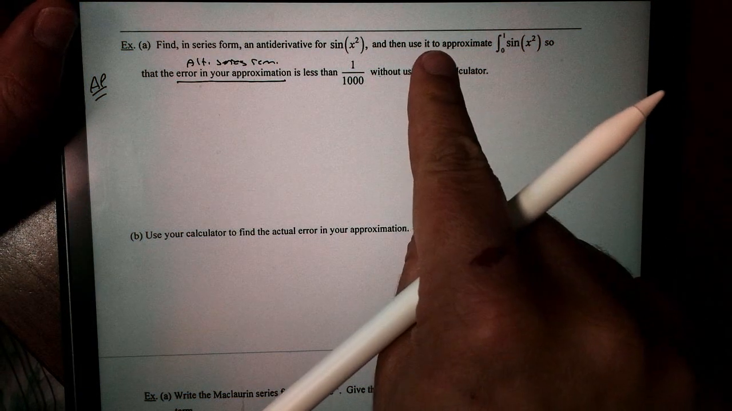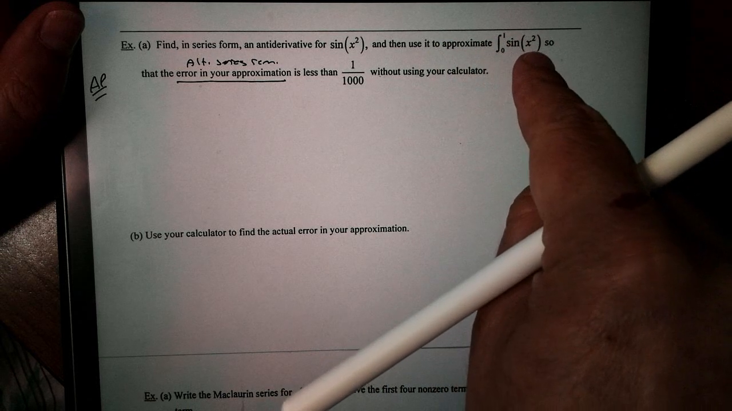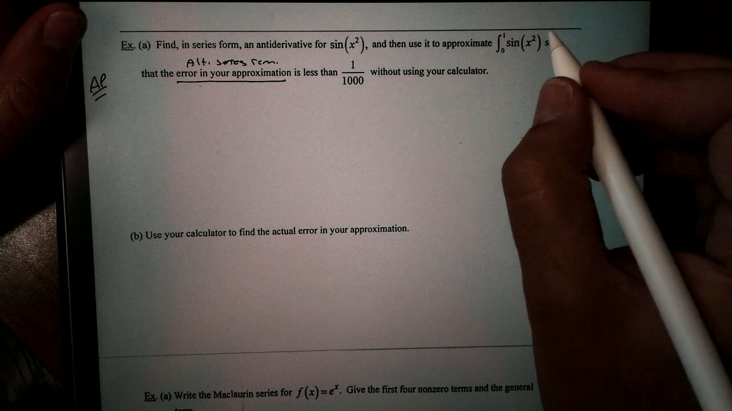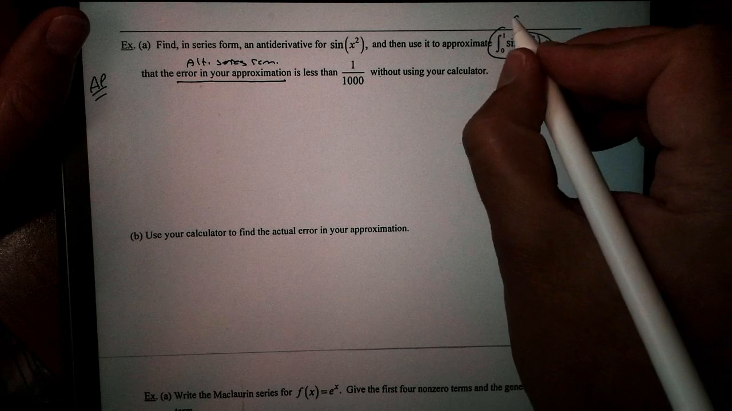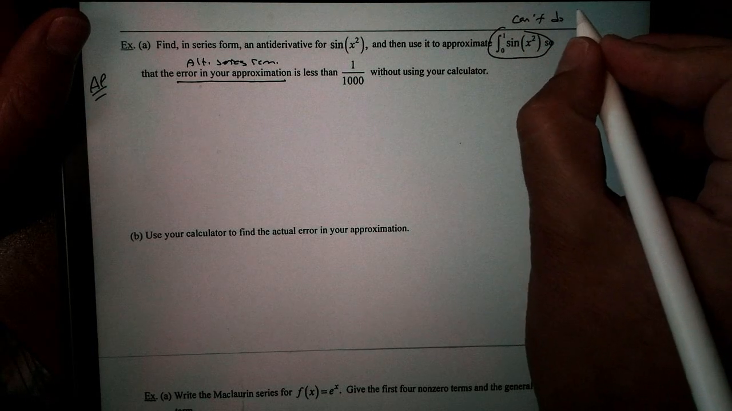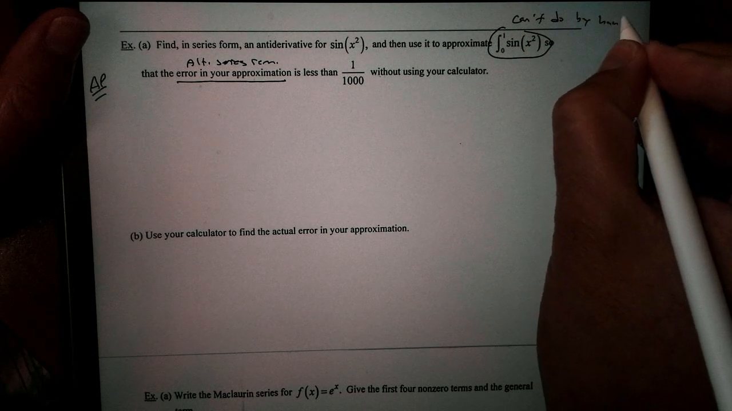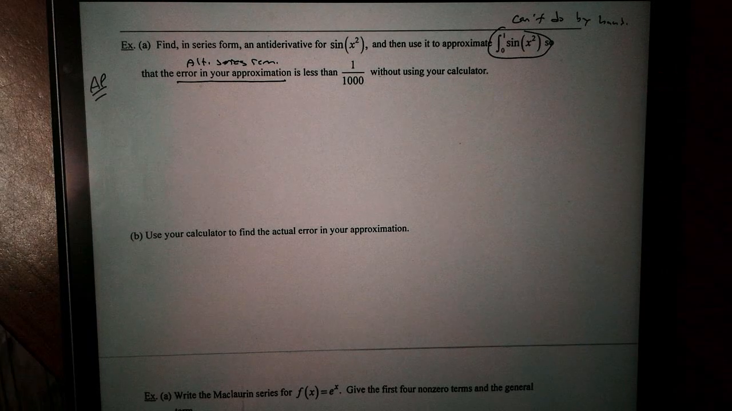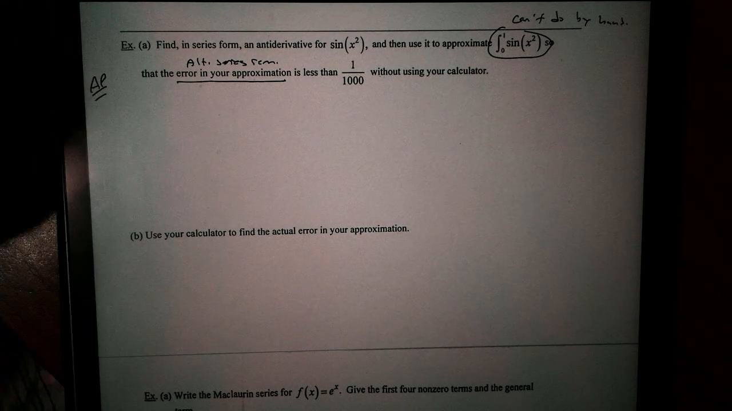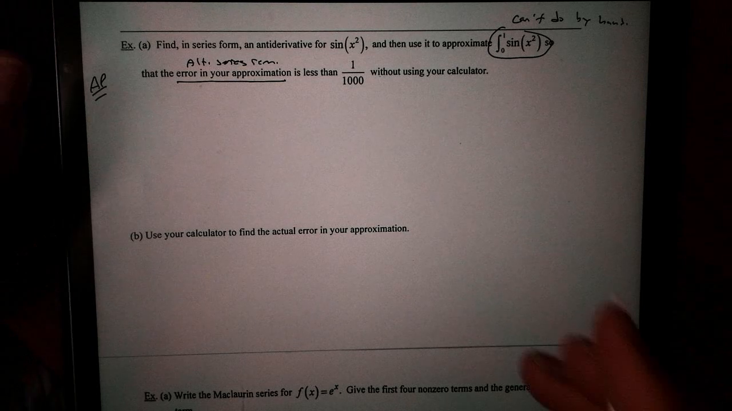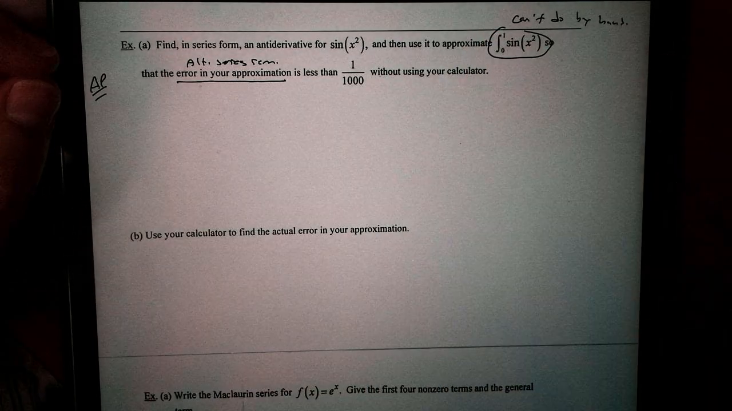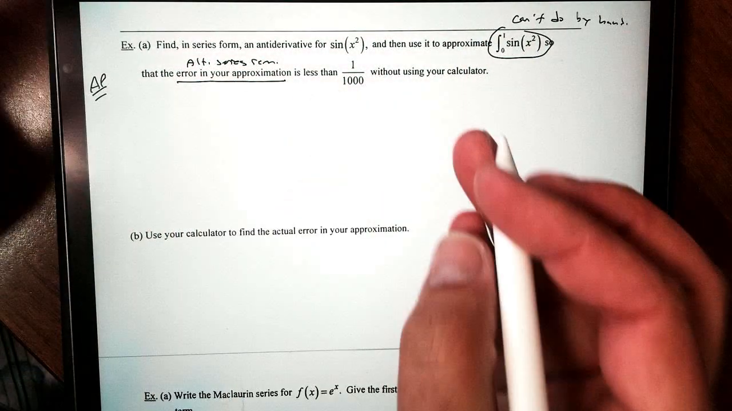So we want to integrate sine of x squared. The problem is, oh no, we can't do this by hand. This is impossible. You won't be able to do this by hand. Some of you might be thinking, Mr. Warnow, hold my soda, I'm going to try this one. You won't be able to. You'll just hurt yourself. Don't be a hero. All right, so what we're going to do is use our series.